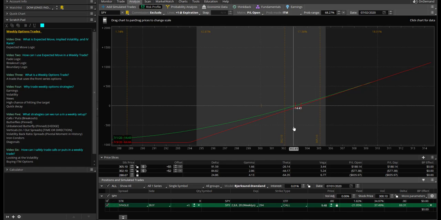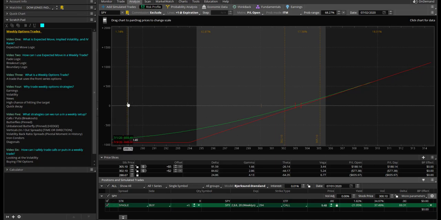And at any time, you can just stop your mouse and look to the middle left portion of the screen, which is right here. Where you stop your mouse, you can see the value of the option on this date in green, and you can see the value of the option in red.